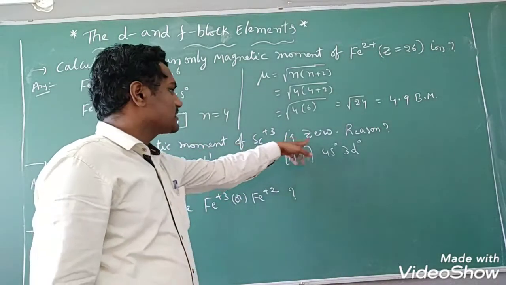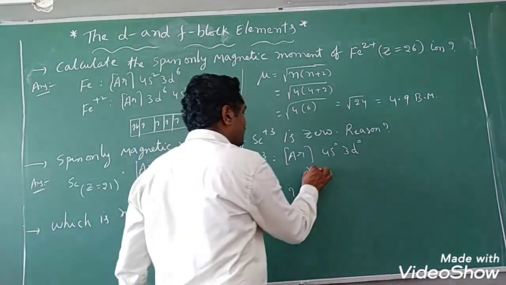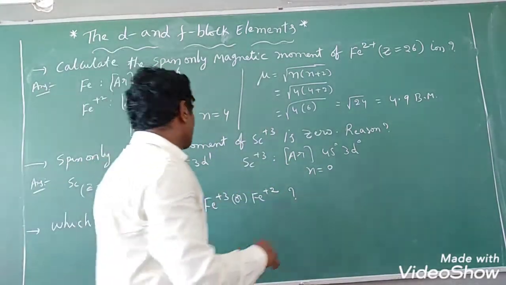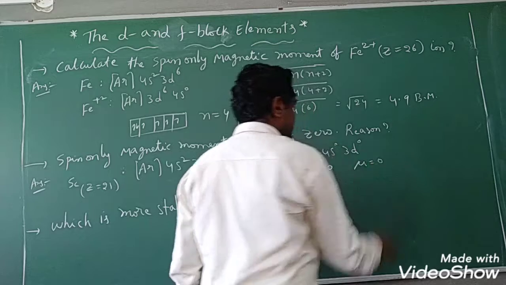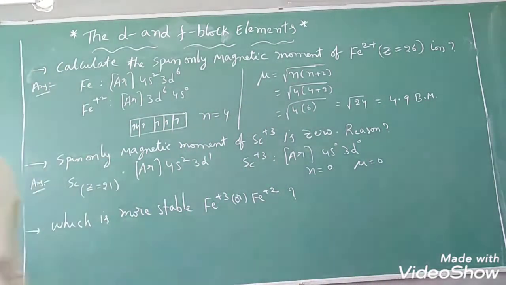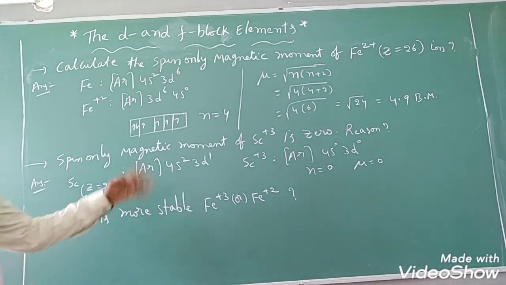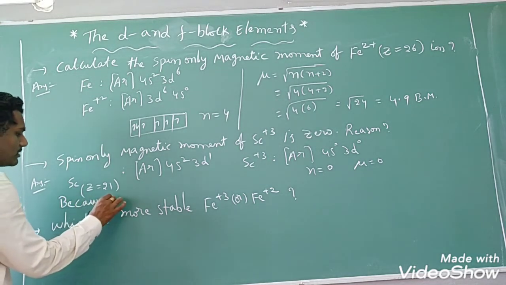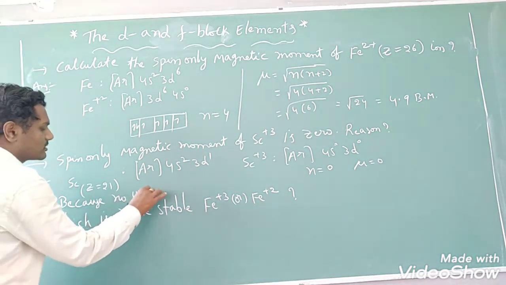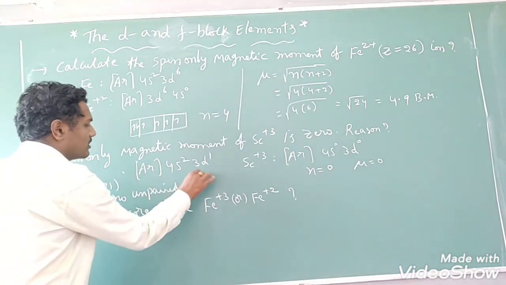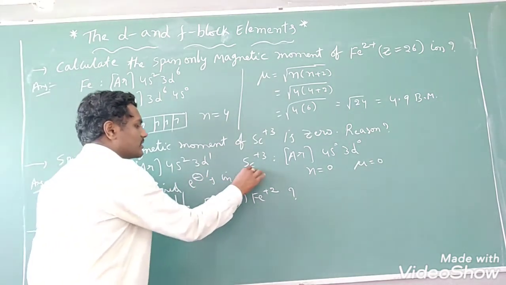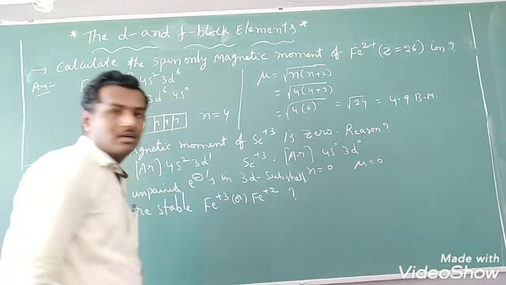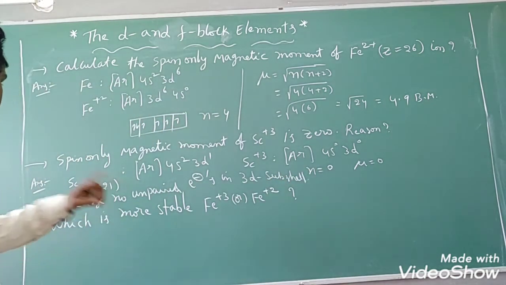Magnetic moment of Sc+3 is 0. Why? Because here the number of unpaired electrons is 0. Therefore magnetic moment is also 0, students. Then what we have to write as the reason is: because there are no unpaired electrons in the 3d subshell. Because of this reason, here magnetic moment becomes 0, students. I hope everybody understood this.